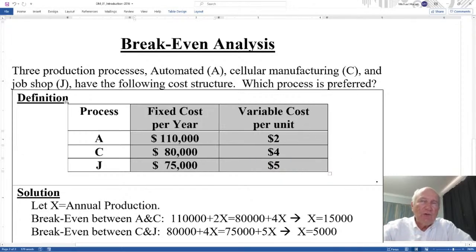Well, how do we know that this is a break-even analysis? Before we start calculating it, let's stop and say, is this a break-even analysis? Yes or no? Good question.